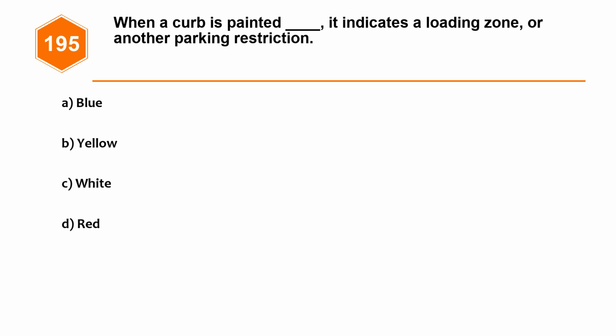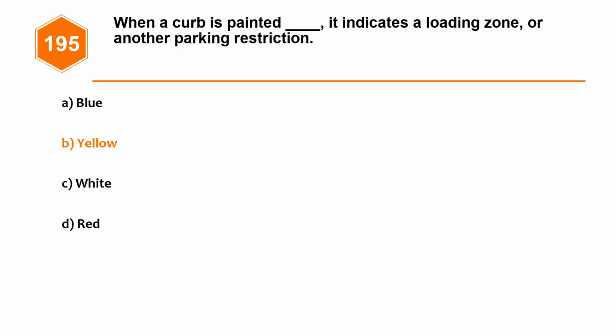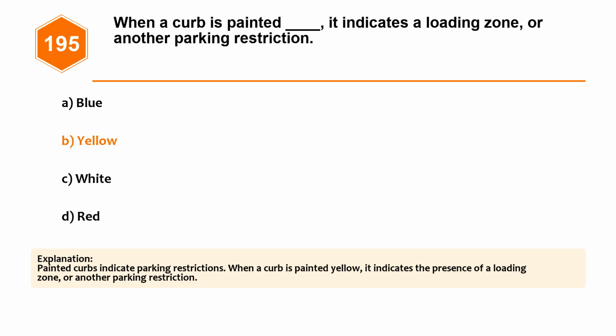Question 195. When a curb is painted blank, it indicates a loading zone or another parking restriction. Option A, blue. Option B, yellow. Option C, white. Option D, red. The correct answer is option B, yellow. Explanation. Painted curbs indicate parking restrictions. When a curb is painted yellow, it indicates the presence of a loading zone or another parking restriction.